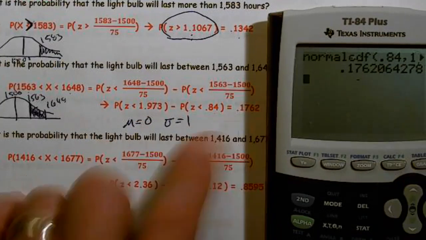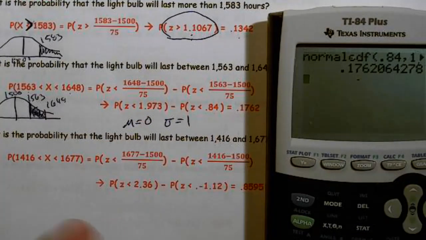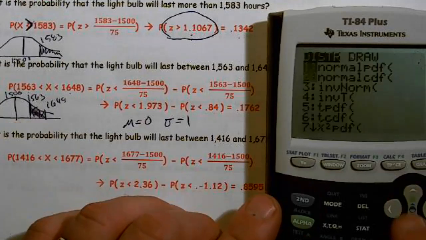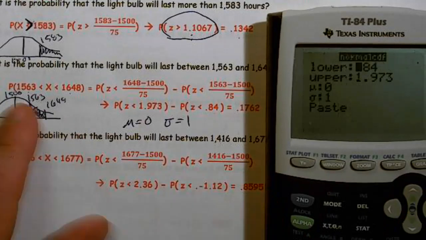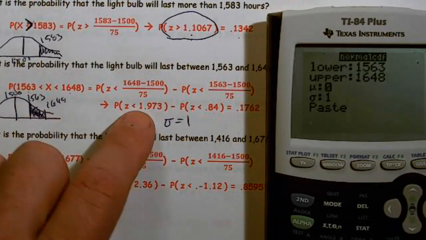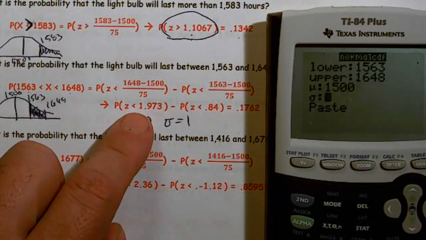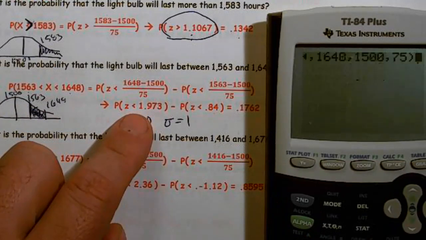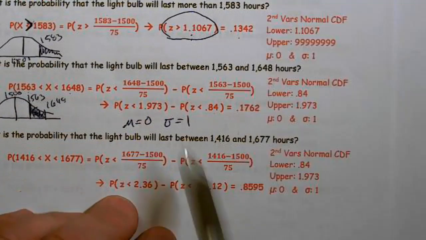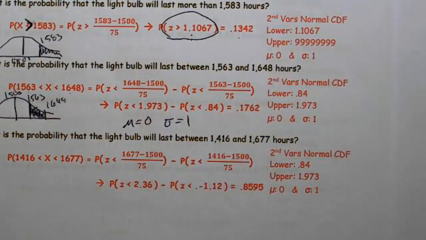And we get 0.1762. And then you're going, hey, I know the calculator was doing upper and lower. Could I have done this directly? Yes, you can. So second vars, normal CDF, lower bound 1,563, upper bound 1,648, mean of 1,500, standard deviation of 75, 0.1762. But we have to have these z-scores. That's a requirement. All right.